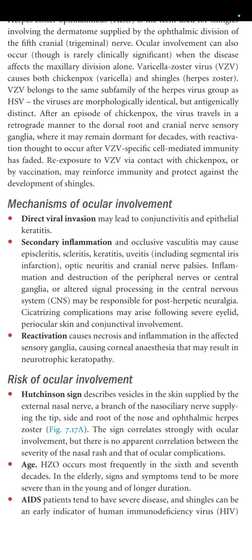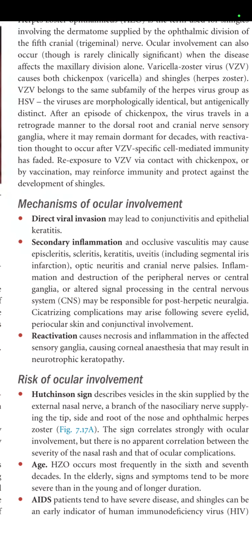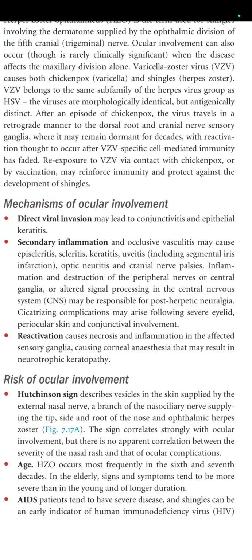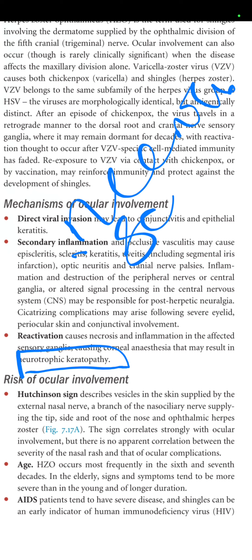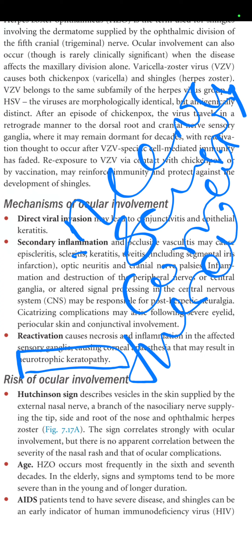And another case is reactivation. Reactivation causes necrosis and inflammation in the affected sensory ganglion, causing corneal anesthesia that may result in neurotrophic keratopathy. So that is the mechanism of how it causes neurotrophic keratopathy, because it causes necrosis of the involved sensory ganglion. That is why it causes corneal anesthesia. And when there is corneal anesthesia, there is a loss of sensation of the cornea, which results in neurotrophic keratopathy.